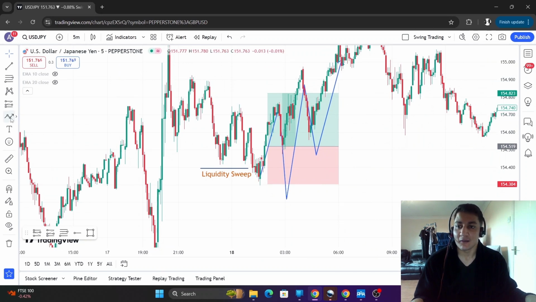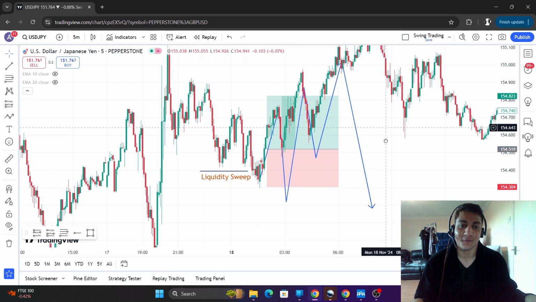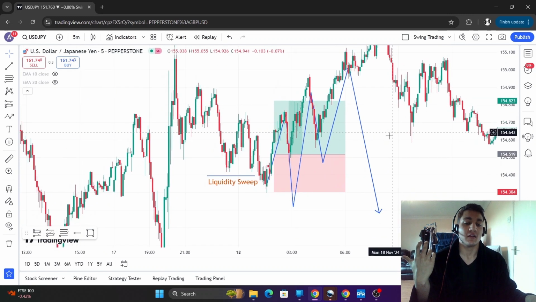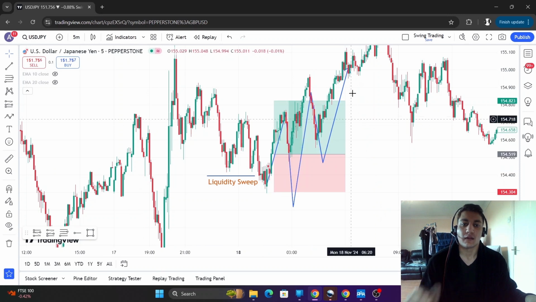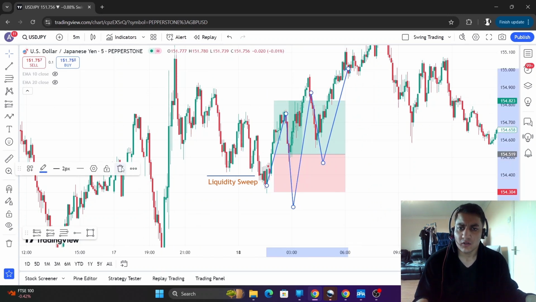And as soon as you chase it, how many times has that happened? As soon as you buy it, like right here, it reverses like that. And you're blowing your account and stuff. You always want to wait for liquidity sweep, because that will avoid all this hassle, man. Let's just remove all this, make the charts nice and clean.